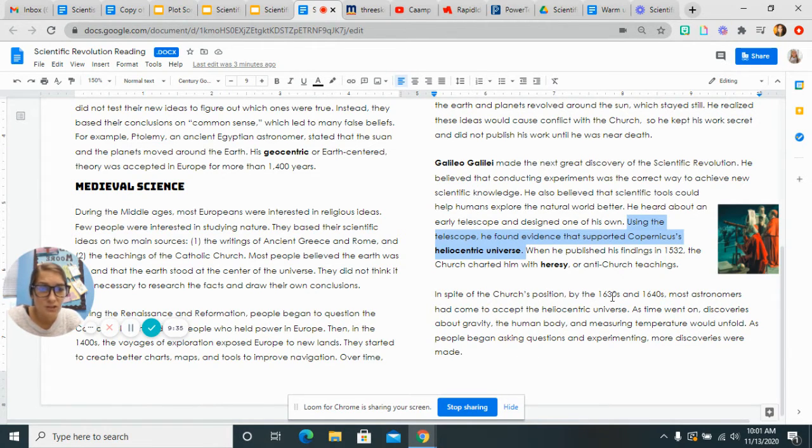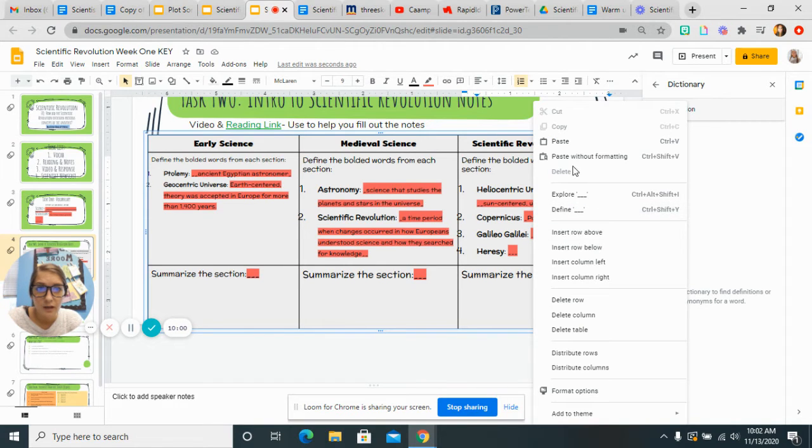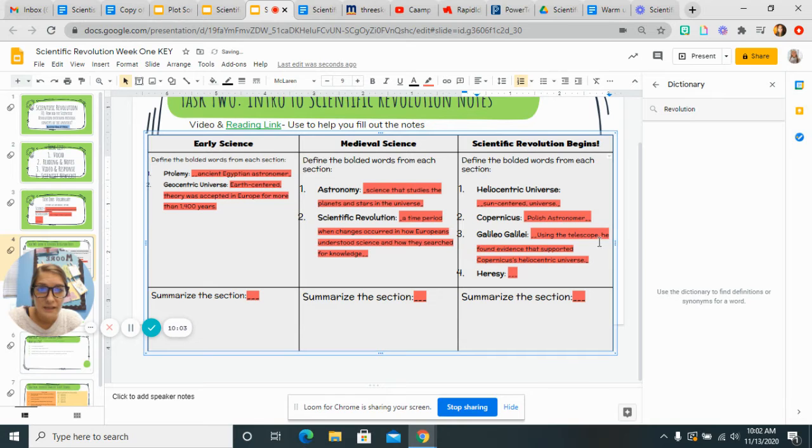In spite of the church's position, by the 1630s and 1640s, most astronomers had come to accept the heliocentric universe. As time went on, discoveries about gravity, the human body, and measuring temperature would unfold. As people began asking questions and experimenting, more discoveries were made. All right, we've got our last two definitions. So Galileo was a person who invented the telescope. He found evidence that supported Copernicus's ideas, and heresy is anti-church teachings.